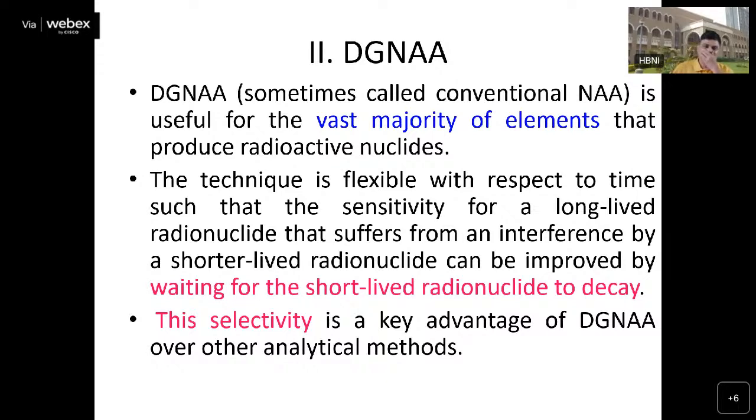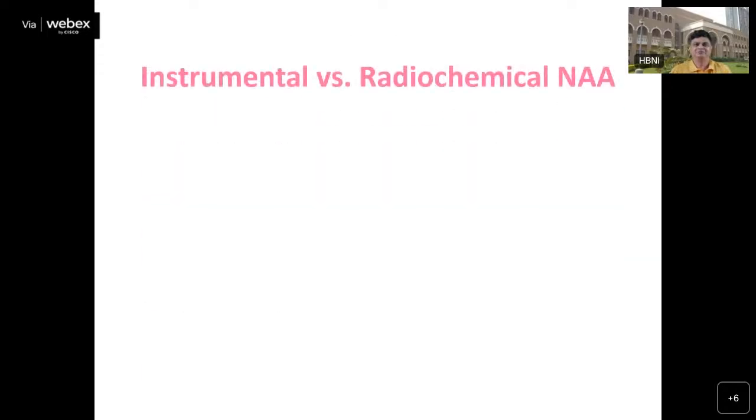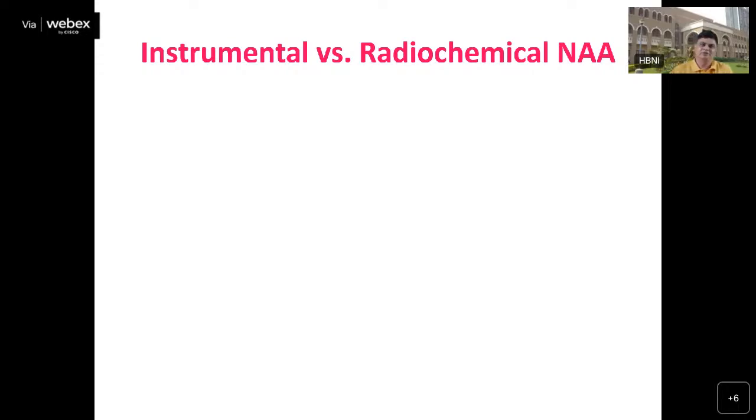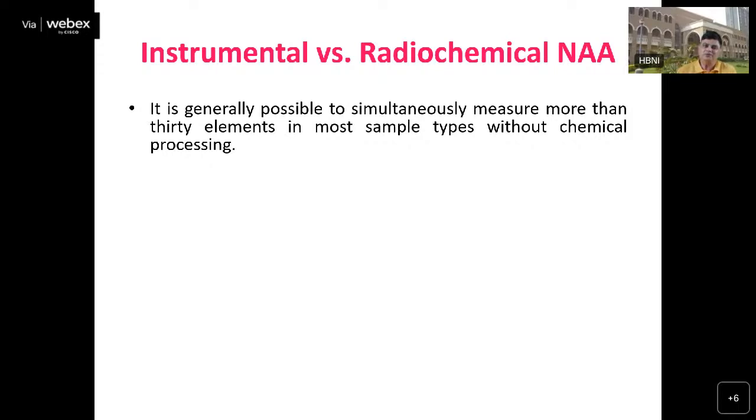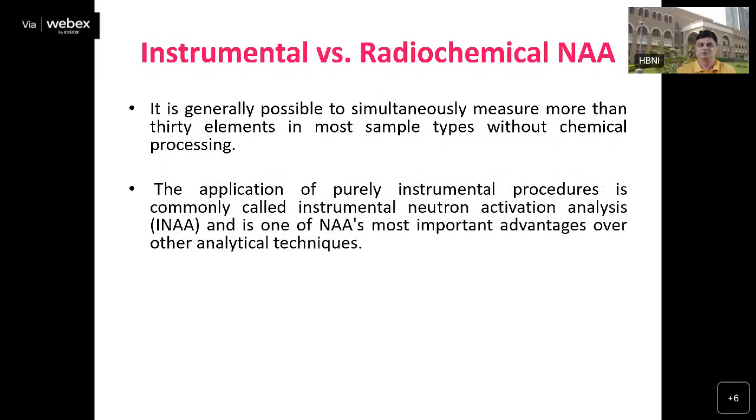So selectivity is the key advantage of neutron activation analysis over other analytical methods. We have both instrumental and radiochemical neutron activation analysis, and we will learn the difference. In instrumental neutron activation analysis, it is generally possible to simultaneously measure more than 30 elements in most sample types without any chemical processing. Whenever we are not doing any kind of sample processing, it is purely instrumental neutron activation analysis.